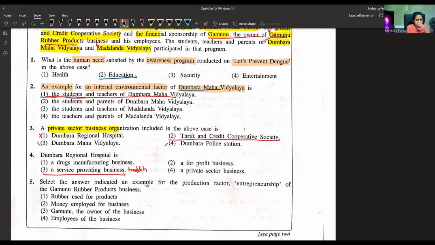This is A. Is this a private sector? No, it's public sector.